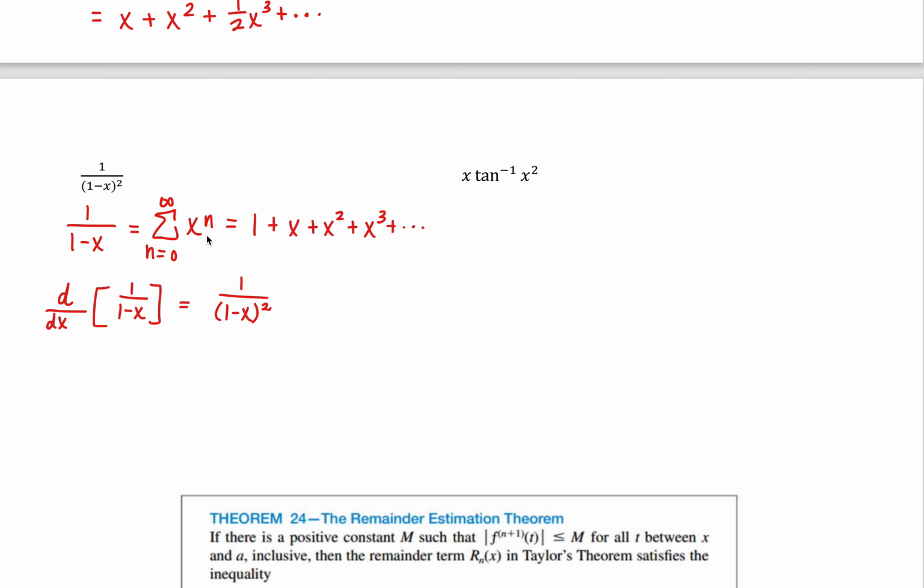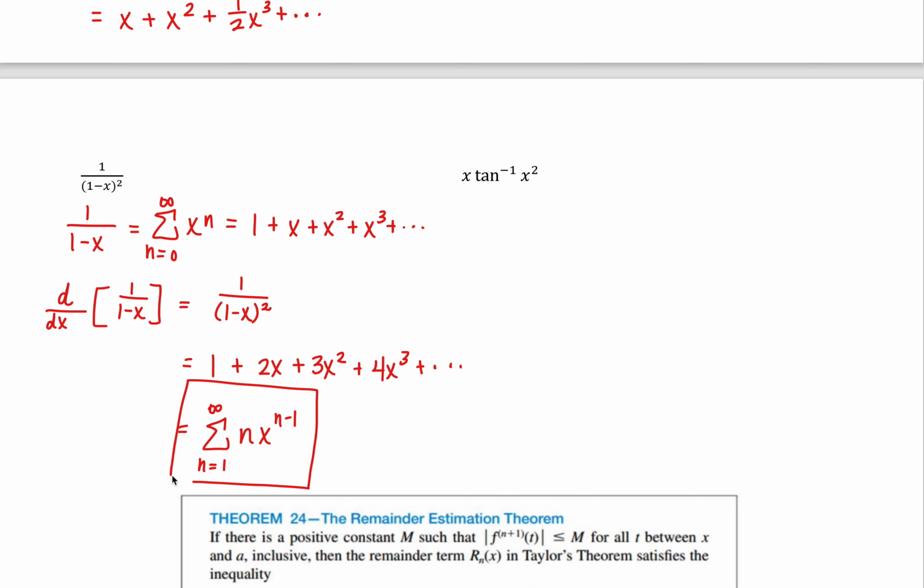So if we do term-by-term differentiation for up here, the 1 becomes a 0, so the x is going to become a 1. Then we have plus 2x plus 3x squared. The next one would be plus 4x cubed, and so on. So we can write this in sigma notation. This one's going to start with a 1. And we can write it as n times x to the n minus 1. So there we have it.